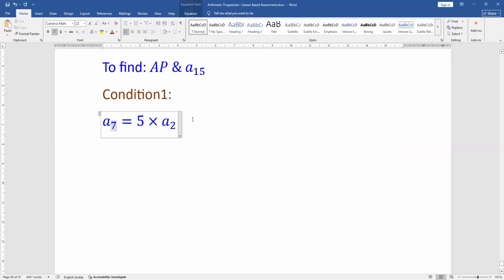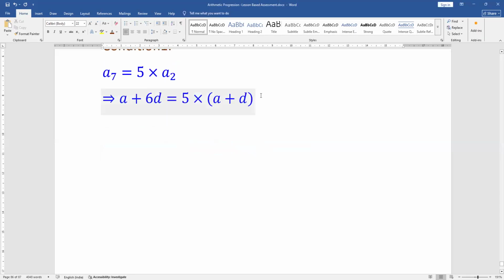A7 is nothing but A plus 6D. Shortcut formula apply quickly, okay? No need to sit and write all the formulas. So A7 means A plus 6D. So A plus 6D equals 5 into A2. A2 we can write as A plus D. Okay, see how I'm using the bracket. The moment you come across a binomial term with a monomial term, you have to use a bracket. Single term here, double term here, so when a double term comes, you put a bracket like this.